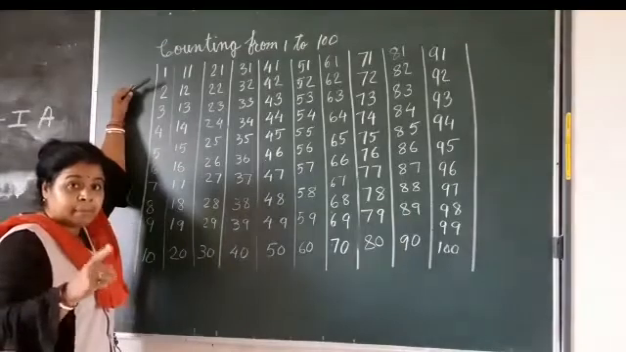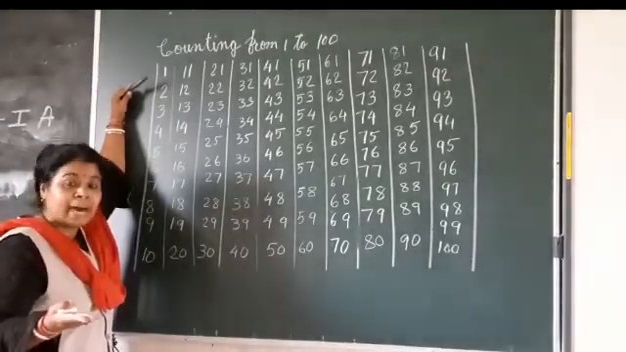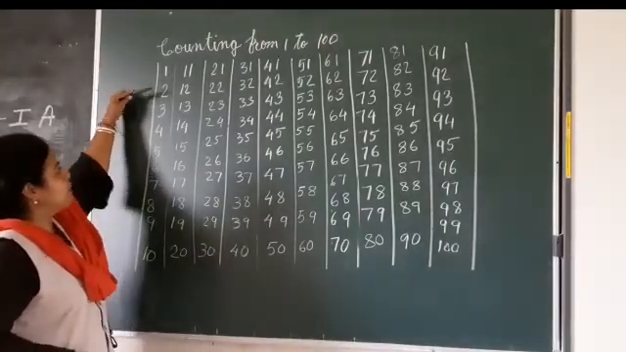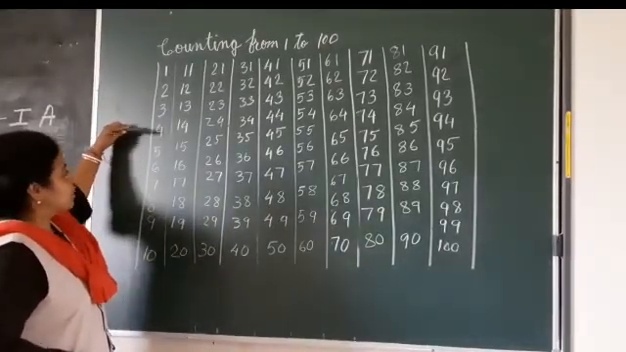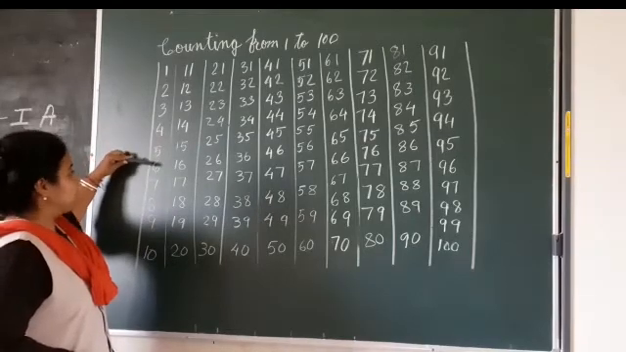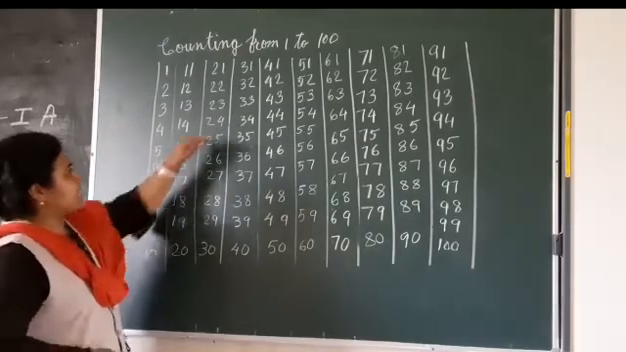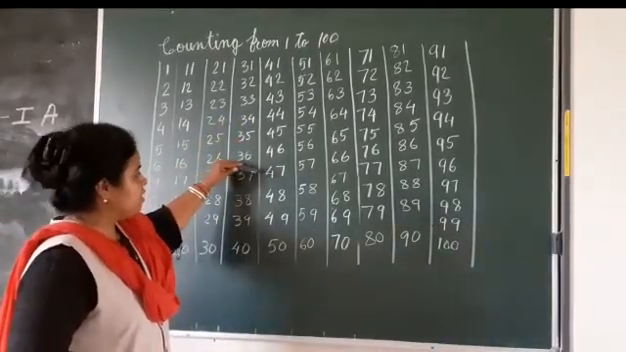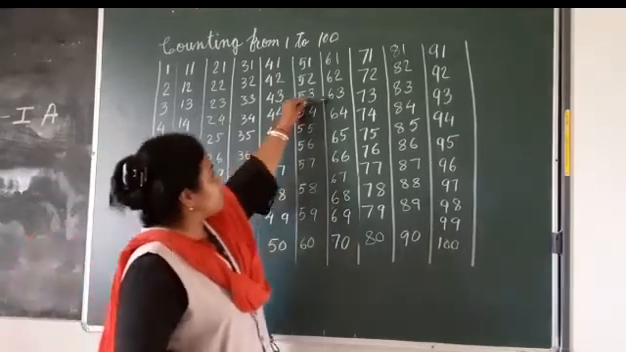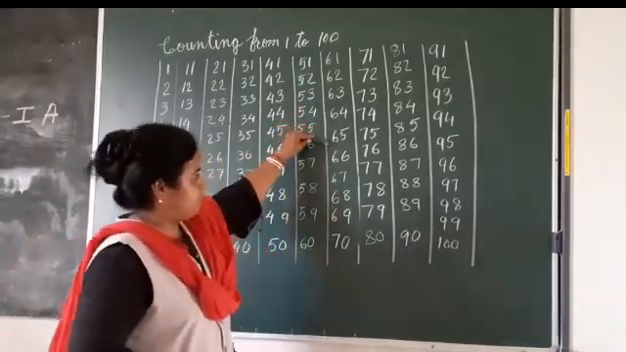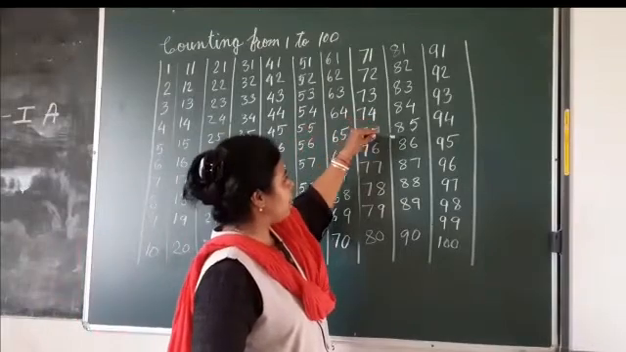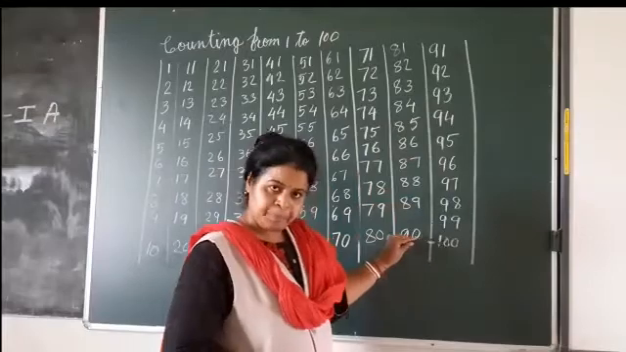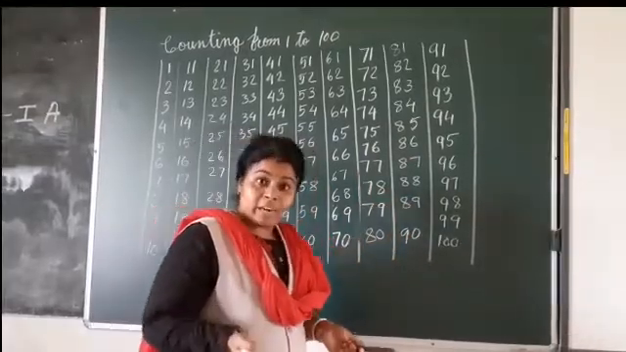Okay, now look. First, after number. After means बाद में. Next number. Okay. After 1, 2. After 2, 3. After 3, 4. After 4, 5. After 5, 6. After 6, 7. After 44, 45. After 45, 46. After 46, 47. After 47, 48. After 63, 64. After 64, 65. After 84, 85. After 87, 88. After 94, 95. After 99, 100. Okay, clear?